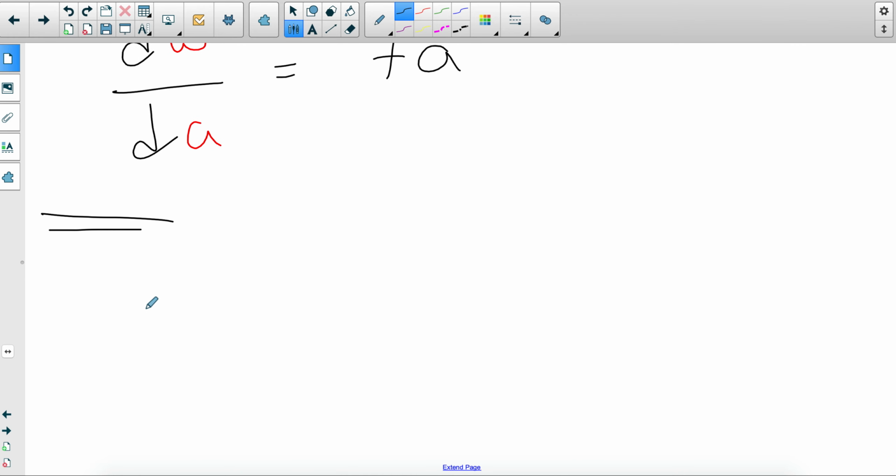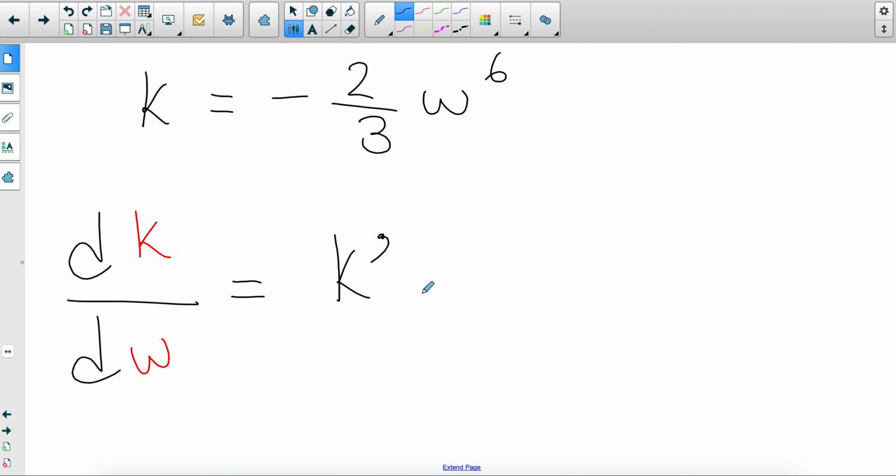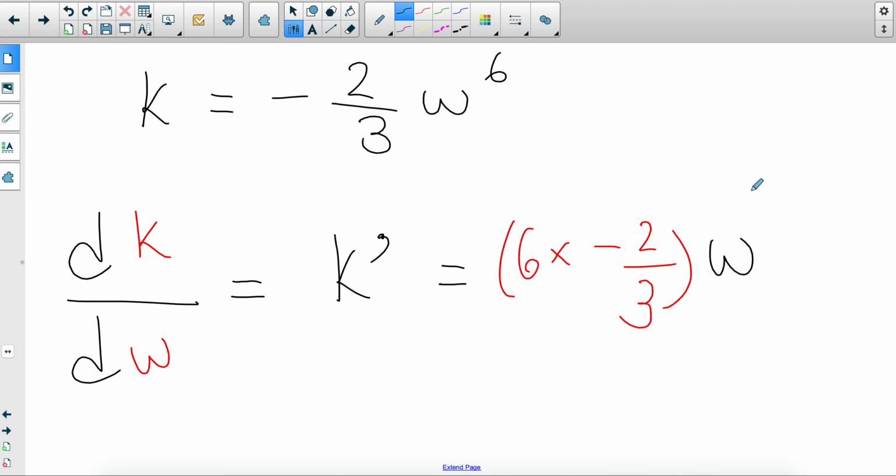Let's try another one. If it says k is equal to negative 2 over 3w to the power of 6, well, this will be the function itself, whatever is the subject, dk over dw. I could also say, well, find k prime. Remember, you're allowed to do that. And so this will be 6 times this. So it's 6 multiplied by the coefficient, which is negative 2 over 3. Be careful about negatives. And then you have w to the power, well, instead of 6, it's going to be 5.